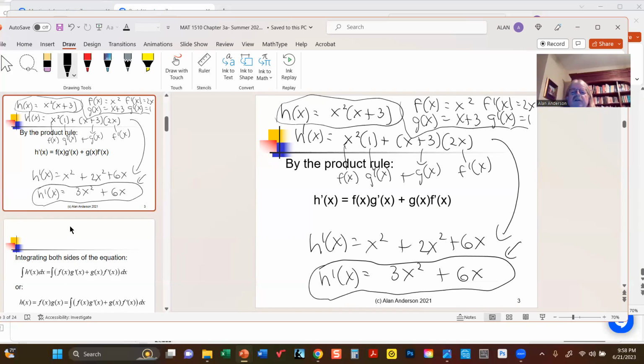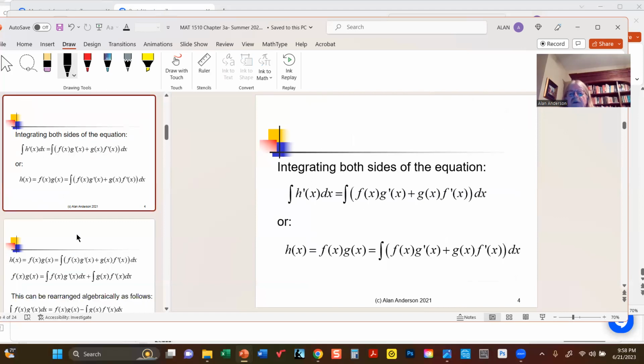All right, well, first let's figure out why the rule is what it is. We use this as our starting point. Now we're going to integrate both sides of this equation with respect to x. So we have h prime of x dx, and you can see what we've done here. We simply integrated the product rule. Let me just repeat it up here.